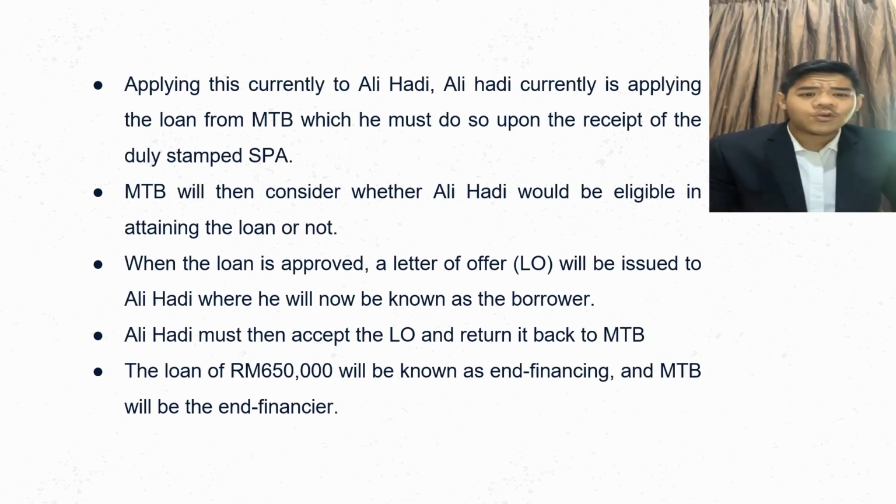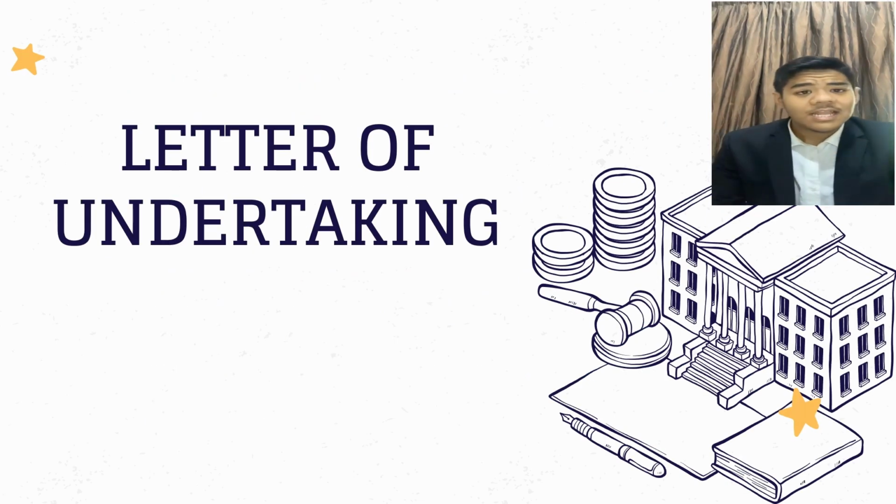To apply this for Ali Hadi, he is currently applying for the loan from MTB, which he must do upon the receipt of the duly stamped SPA. Then MTB will have to consider whether Ali Hadi will be eligible for the loan or not. If the loan is approved, a letter of offer will be issued to Ali Hadi by MTB, where he will now be known as the borrower. Then Ali Hadi must accept the LO and return it back to MTB. When the loan is approved, the loan of RM650,000 will be known as end financing, and MTB will be known as the end financier.